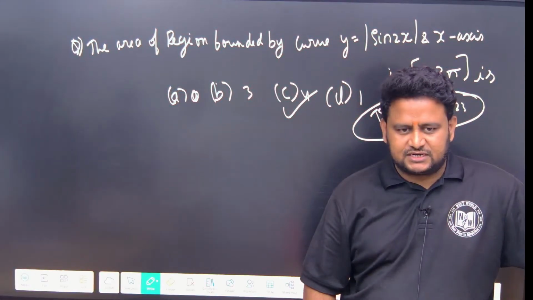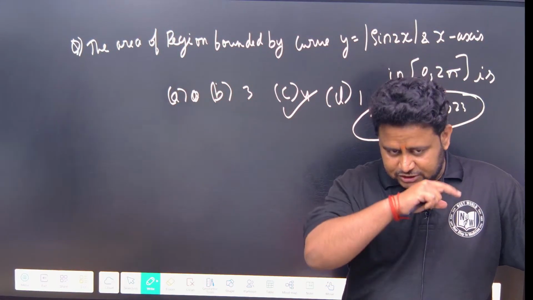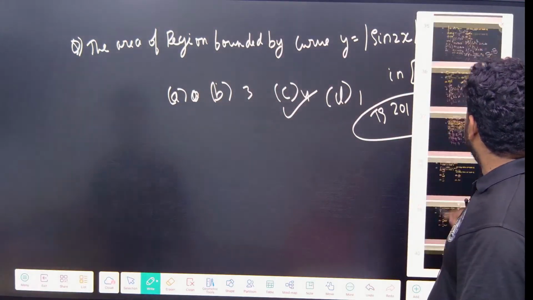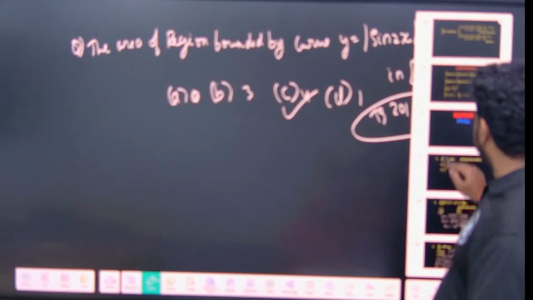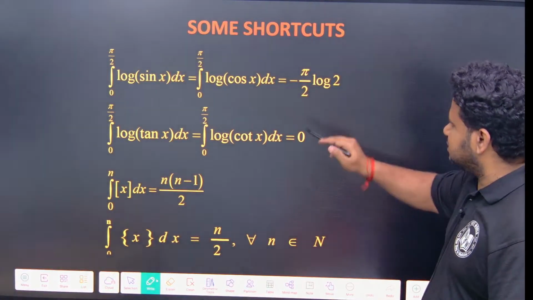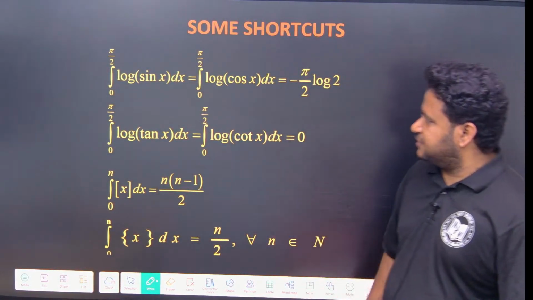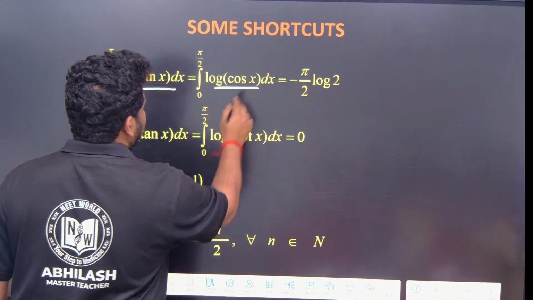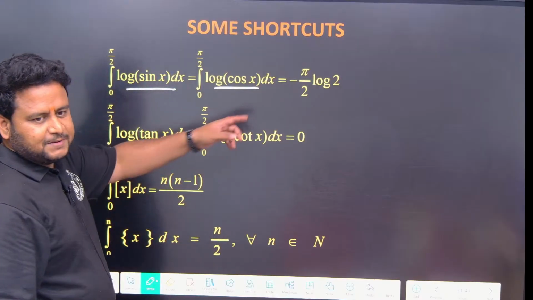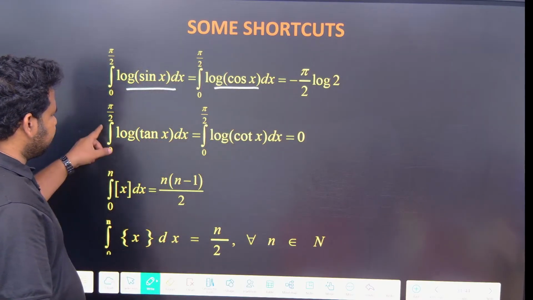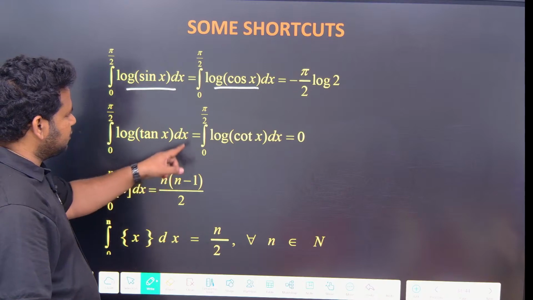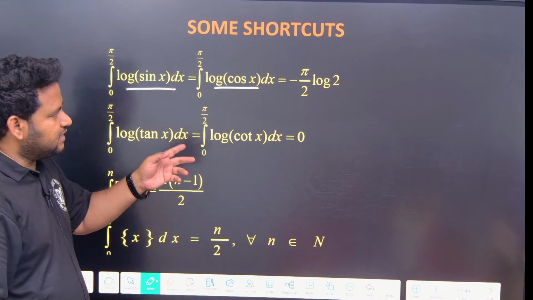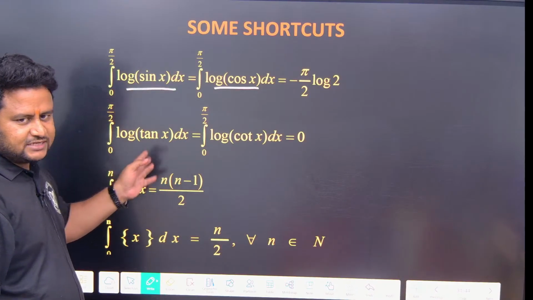When it comes to definite integration, we have covered all the questions and concepts. But some shortcuts you have to make a note of. First, the integral from 0 to pi by 2 of log sin x or log cos x dx is minus pi by 2 log 2. But for log tan x or log cot x, the integral from 0 to pi by 2 is 0. Remember.